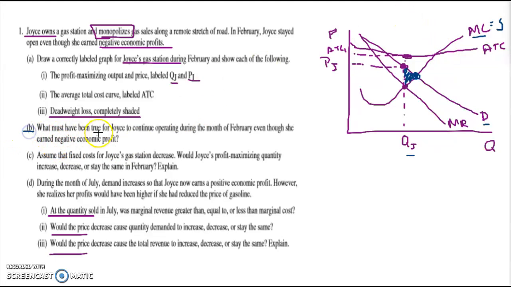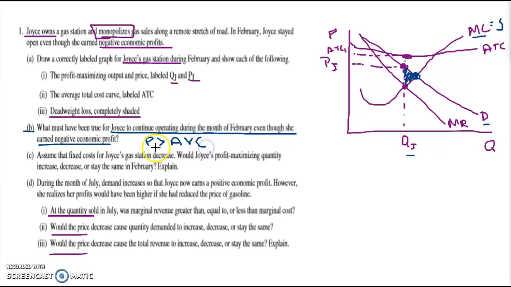Let's move on to B. What must be true if Joyce is continuing to operate in February even though she's earning a negative economic profit? So she's not making money. What must be true is that the shutdown rule is not in effect. In other words, the price is greater than the average variable cost, right?